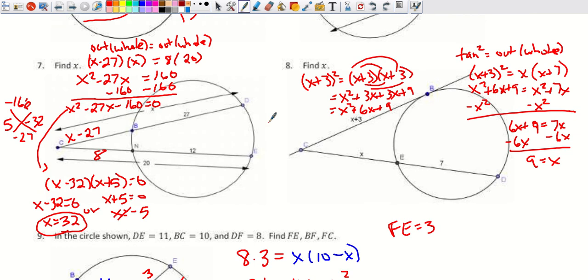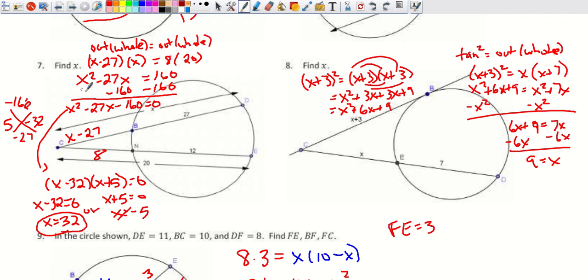All right, number 7 is a quadratic equation here. So the whole here is x. The outside piece is actually the difference of x and 27. And then once again, the whole is 20, the inside is 12, so this is 8. So x minus 27, the outside times the whole, gives us x squared minus 27x. And 8 times 20 is 160.